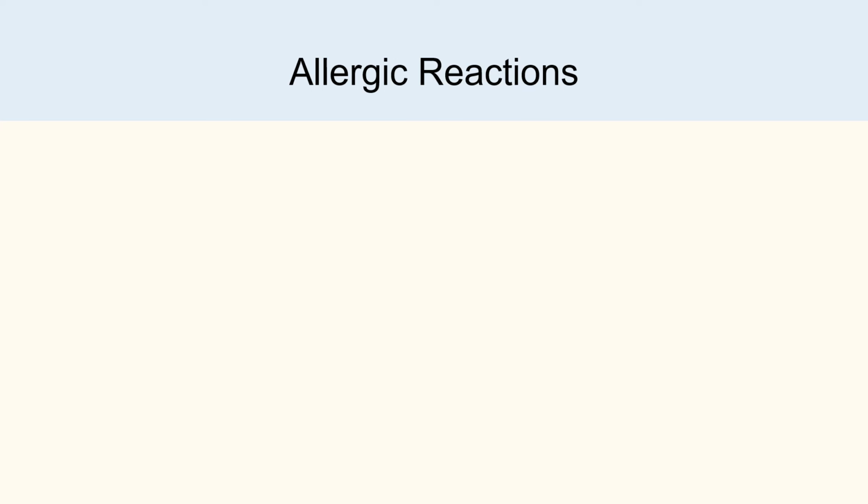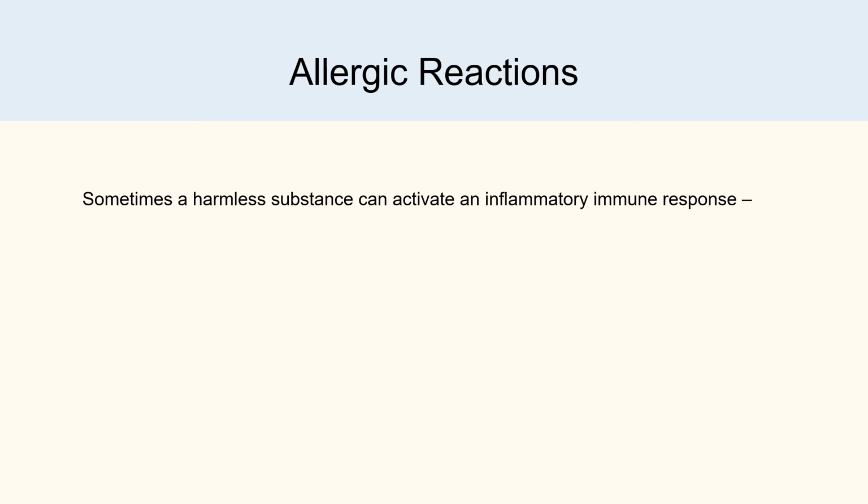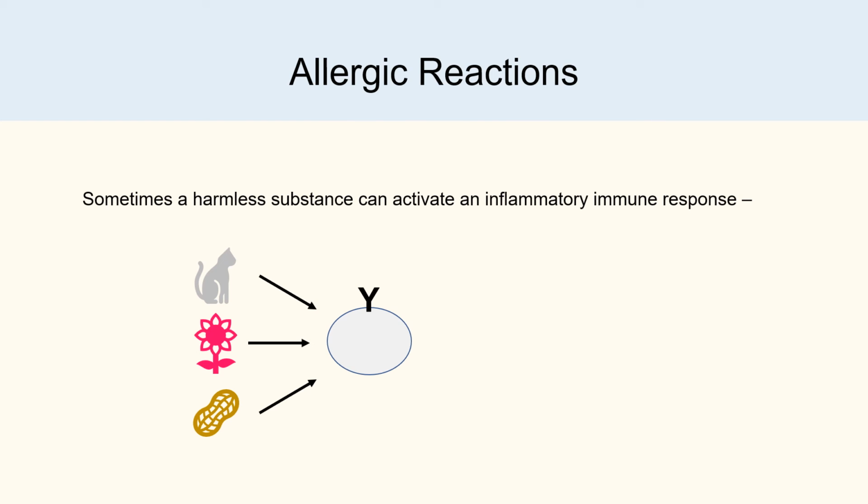So what is an allergic reaction? An allergic reaction occurs when a person's body responds to a normally harmless substance like pet hair or pollen or peanuts in the same way as it would respond to a dangerous pathogen, by activating inflammatory immune responses. When this happens in the airway, the swelling that results can cause the airway to constrict, causing a condition known as allergic asthma.